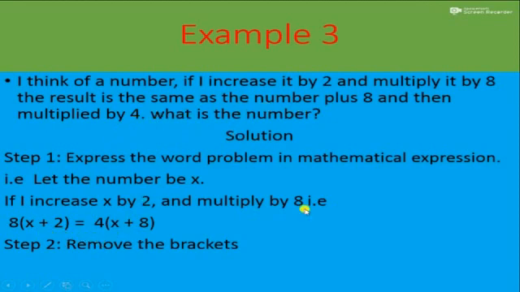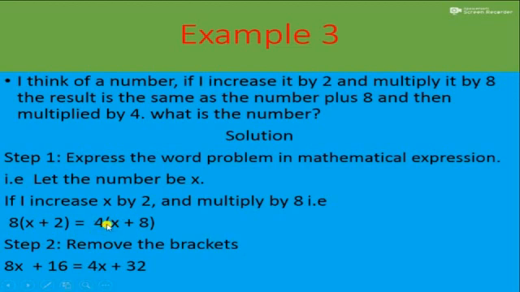Alright, now remove the brackets. Now let's look at what we have after removing the brackets. On the first bracket, we have 8 times x, which gives us 8x. Then 8 times plus 2 in the first bracket will give us 16. So we have 8x plus 16 is equal to, now let's open the second bracket.